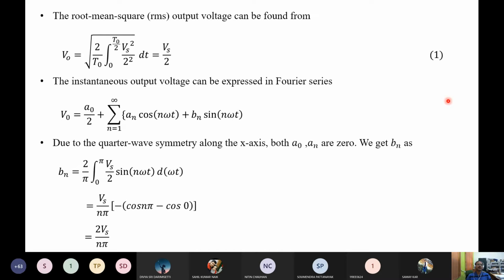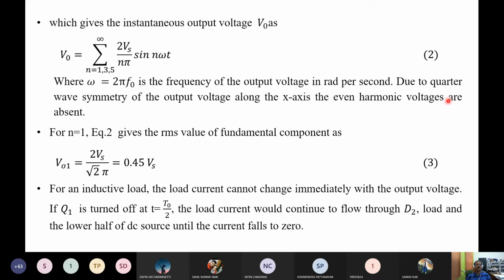So the root mean square voltage is Vs by 2. Because of quarter wave symmetry, the average voltage is 0. The positive half and negative half have the same magnitude and the same duration, so the average is 0. Even harmonics are not present, so for the odd harmonics the Bn component is 2 Vs by n pi. Therefore, the final expression for the instantaneous voltage is the sum over n equal to 1, 3, 5 up to infinity of 2 Vs by n pi sine n omega t.